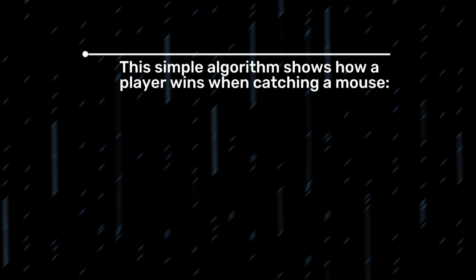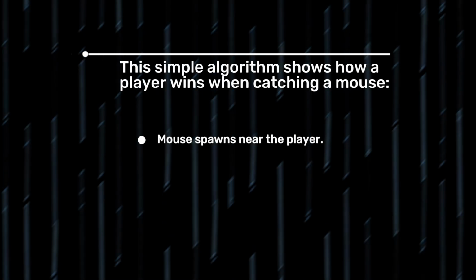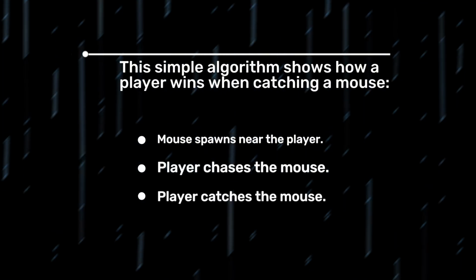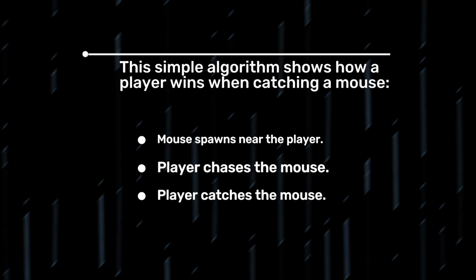Practice time! This simple algorithm shows how a player wins when catching a mouse. 1. Mouse spawns near the player. 2. Player chases the mouse. 3. Player catches the mouse.